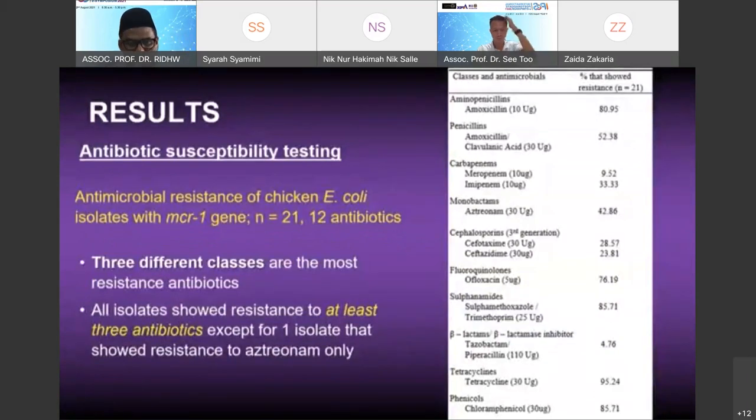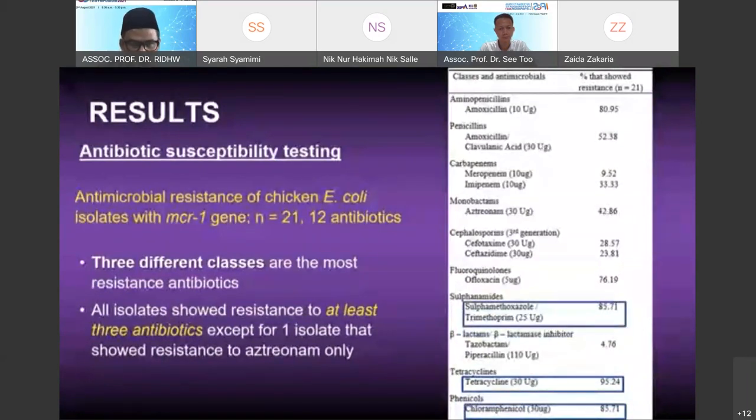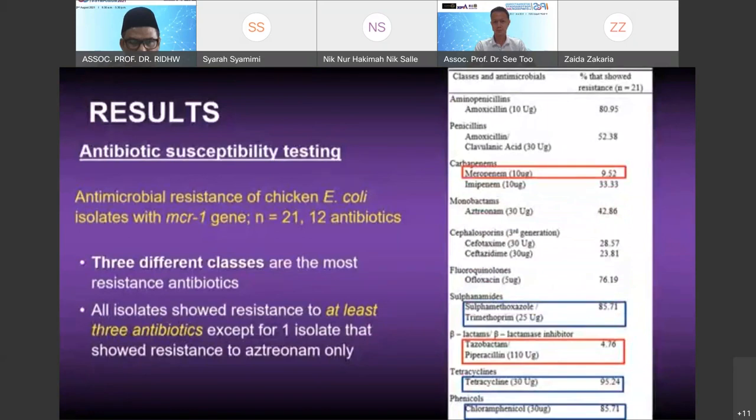So based on the AST result on the E. coli isolates with the MCR1 gene, which is about 21 isolates, tetracycline showed the most resistance towards the E. coli isolates, which is 95.24%, followed by chloramphenicol and also sulfamethoxazole-trimethoprim, which showed 85.71% resistance, followed by the least resistance of piperacillin-tazobactam, which is about 4.76%, and also the second least resistance showed by meropenem. So here we can see that antimicrobial resistance has been shown in three different classes, and all isolates showed resistance to at least three antibiotics, except for one isolate that showed resistance to aztreonam.